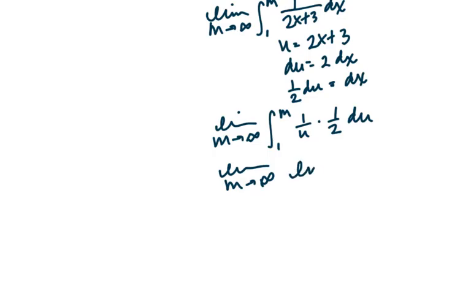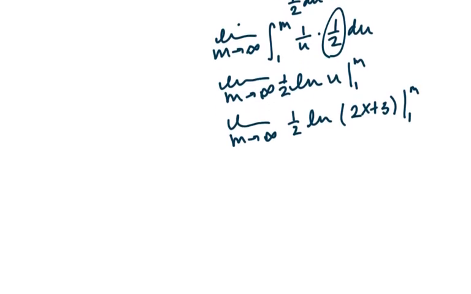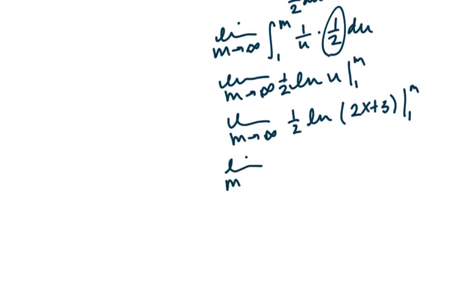So we have 1/2 natural log of u from 1 to m. Don't forget to put u back in. So we have the limit as m goes to infinity of 1/2 natural log, what is u again? 2x plus 3, from 1 to m. So then we have the limit as m approaches infinity of 1/2 natural log of 2m plus 3 minus 1/2 natural log of 2 times 1, which is 2, plus 3 is 5.